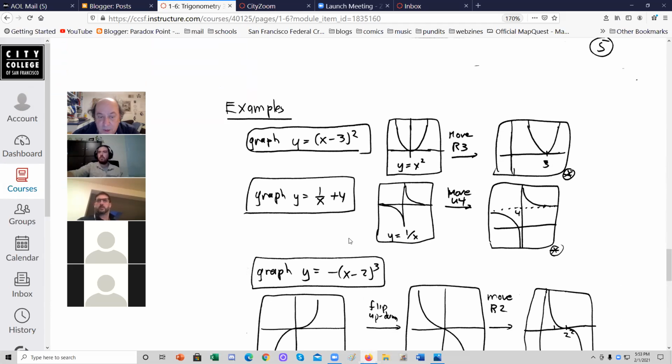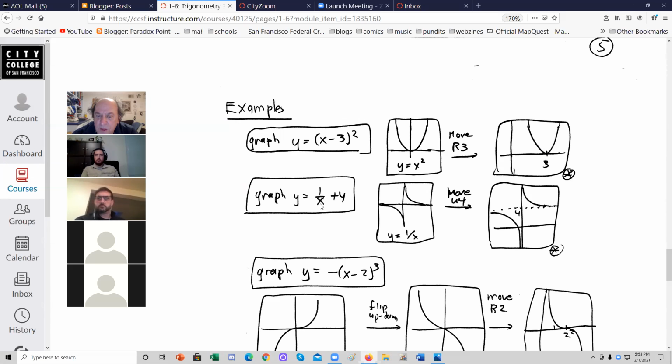Let's do some examples. Graph y equals the square of x minus 3. Well, y equals x squared is this U-shaped graph. This minus 3 means we have to move it to the right 3. So it's a U-shaped graph bottoming out at 3.